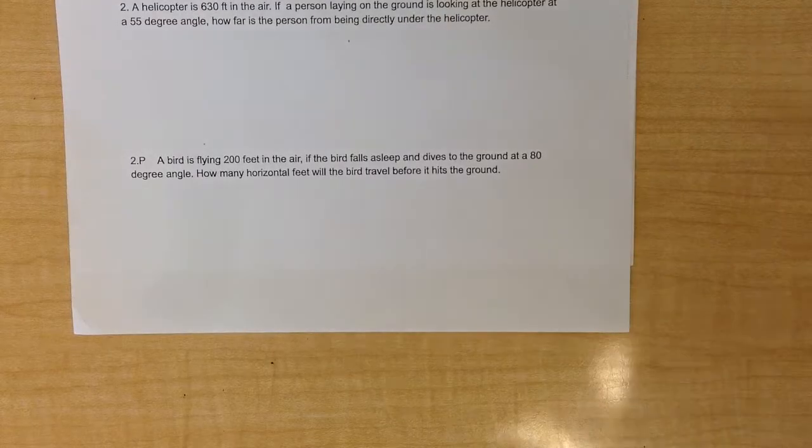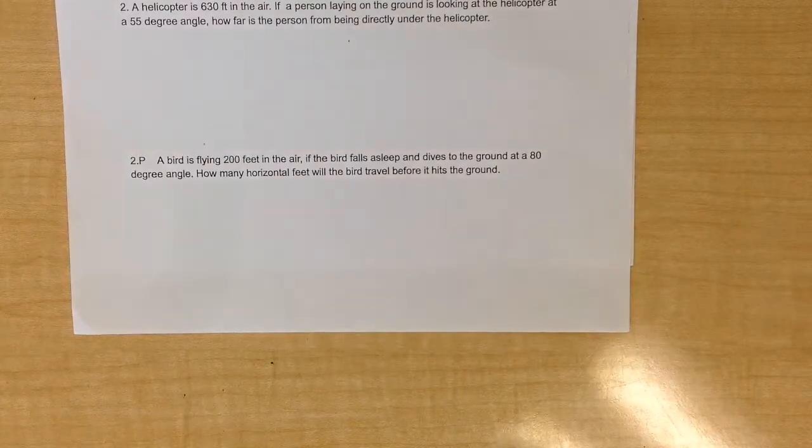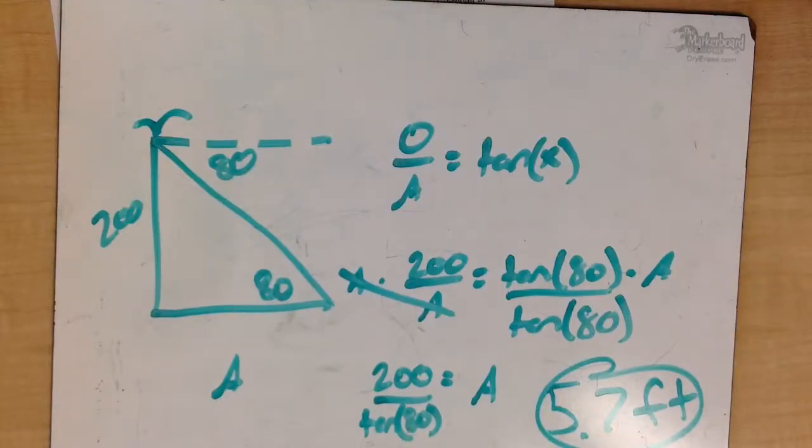For the next practice problem, a bird is flying 200 feet in the air. If the bird falls asleep and dives to the ground at an 80-degree angle, how many horizontal feet will the bird travel before it hits the ground? Try this on your own. Use this to check your answer for the second practice problem. You may pause the video.